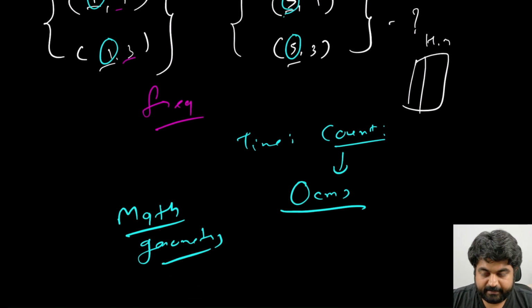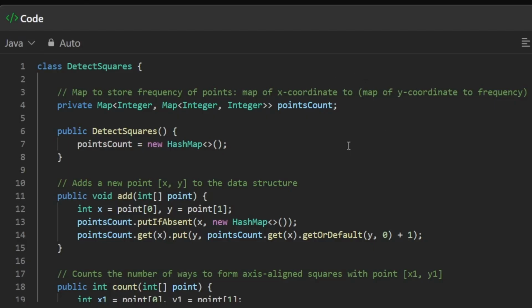So I hope the solution made sense to you. Now let's quickly see the coding approach for this one. The coding solution is going to be slightly complicated, but let's understand. First we are initializing a private hash map that we are naming points count, that we are going to be using to add all the values.